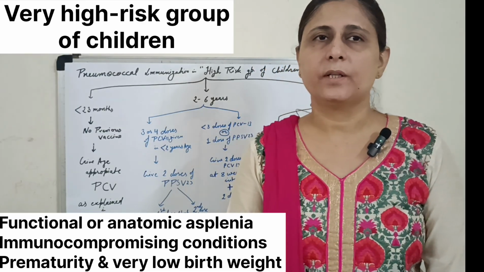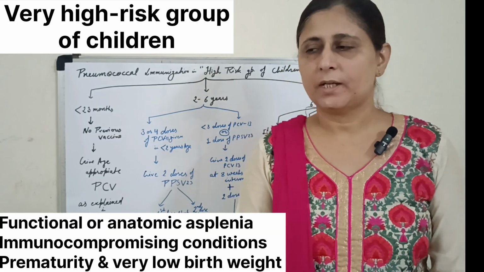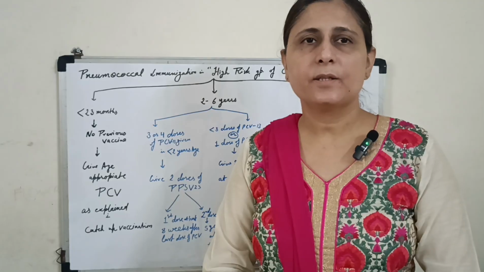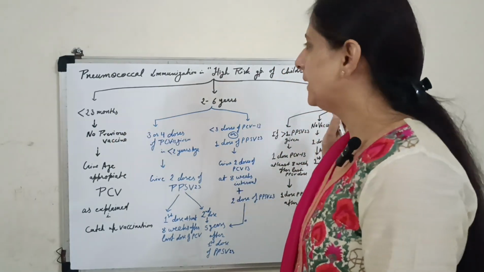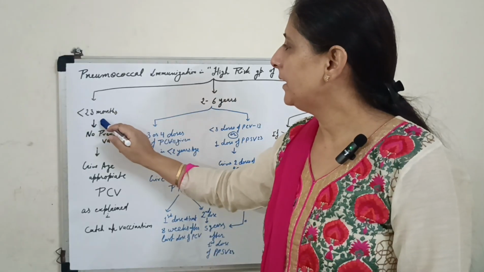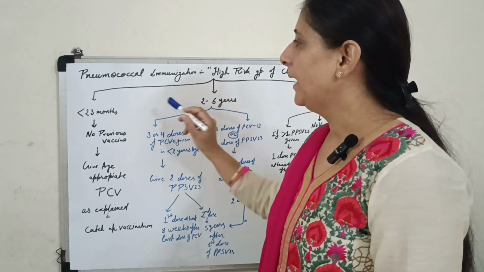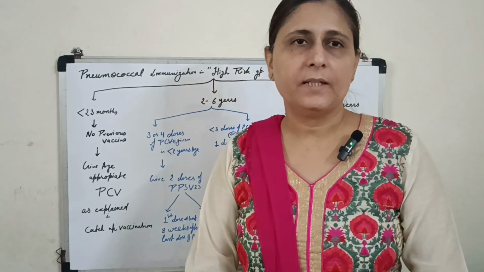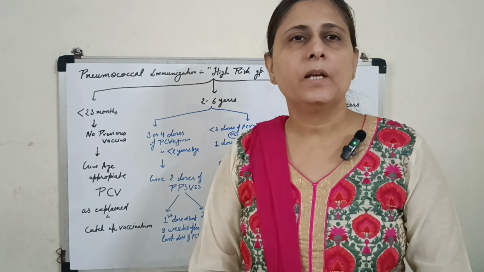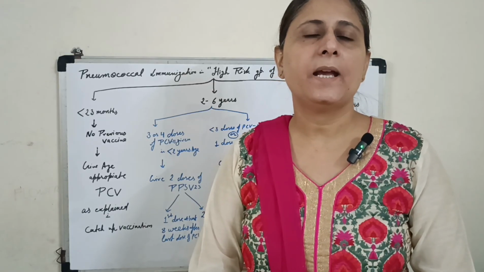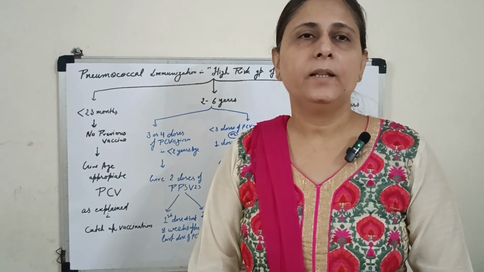So, how to give according to the previous vaccination status as well as the age of the child. Pneumococcal immunization in the high risk group of the children, according to the age, we divide into three age groups: less than 23 months, 2 to 6 years of age, and 6 to 18 years of age. In less than 2 years of age, if there is no previous pneumococcal vaccination, then we are supposed to give the vaccine as per the catch-up vaccination schedule, which is already explained in the previous video.